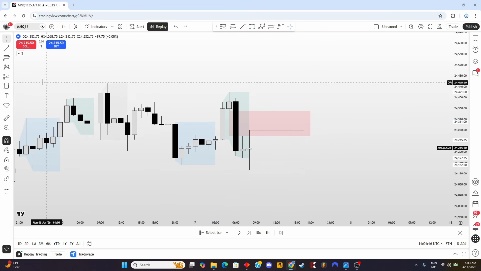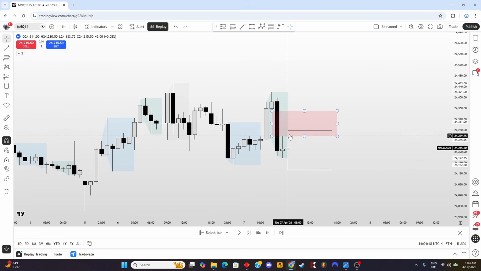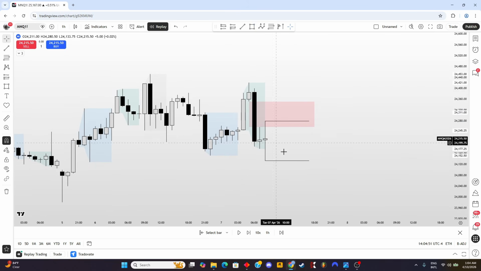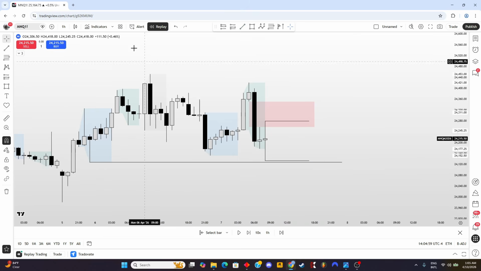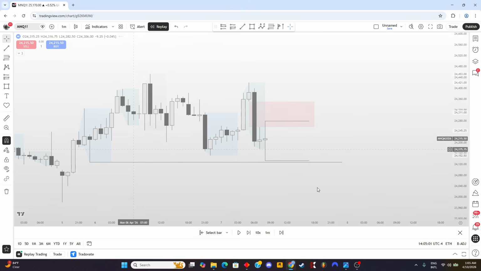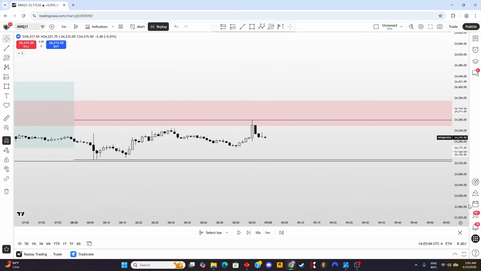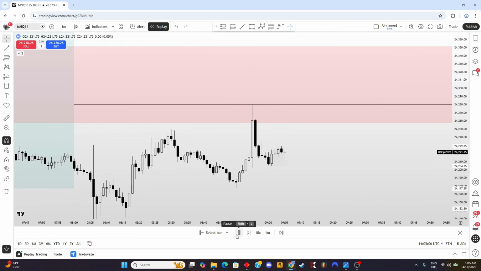So I'm going to mark that hourly fair value gap as well. So now what we are expecting is if price goes up and sweeps the 8 a.m. high, we can take shots. But this is the 8 a.m. low. So look to the left side and we have the most recent unswept low over here. So let's go to the 1 minute time frame now. Now we are on the 1 minute time frame. So let's see what happens.